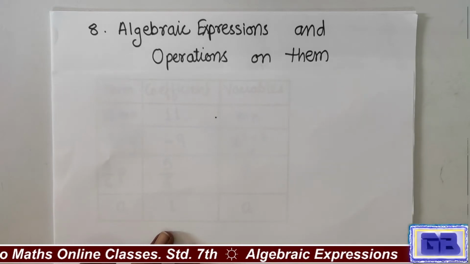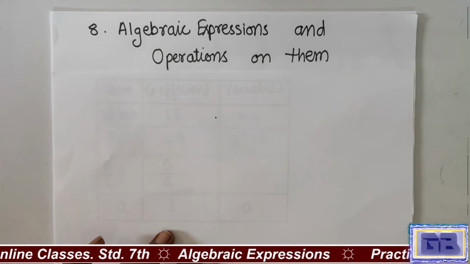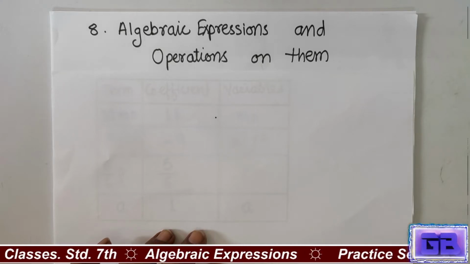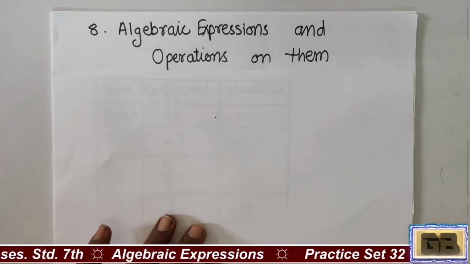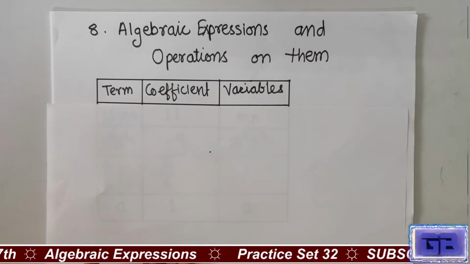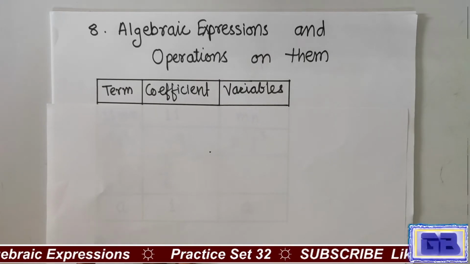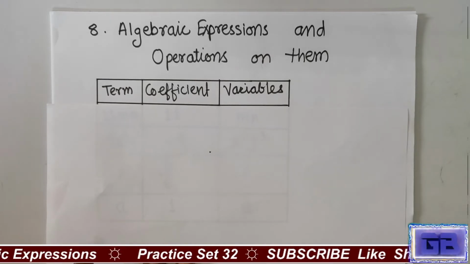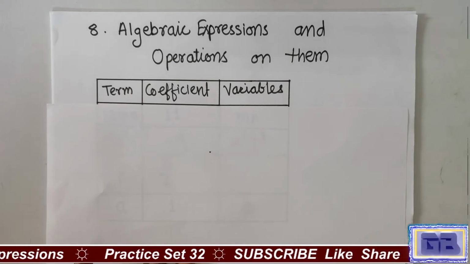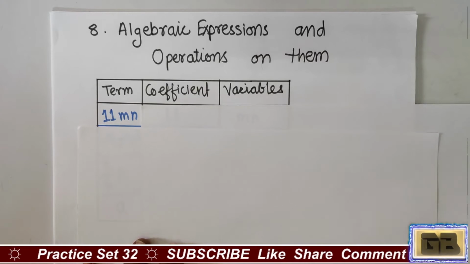Today's topic is algebraic expressions and operations on them. Let us see one table. In this table, 3 columns are there. In the first column, terms. It means some examples are given and we have to identify the coefficient and variables. Let us take some examples.